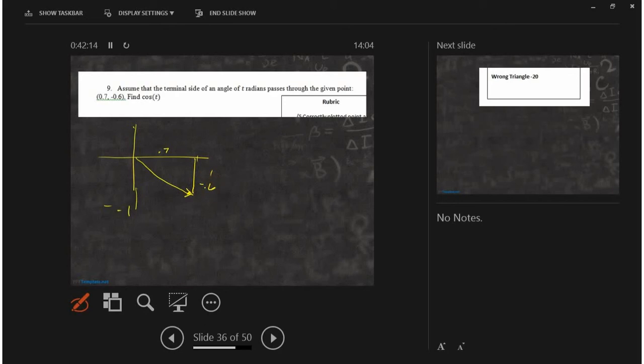So we've done this many times. You get the hypotenuse first. And then this one's cosine. Cosine is adjacent over hypotenuse. Adjacent, this is the angle you're looking for. Adjacent is 0.7 divided by whatever you get for that number here.